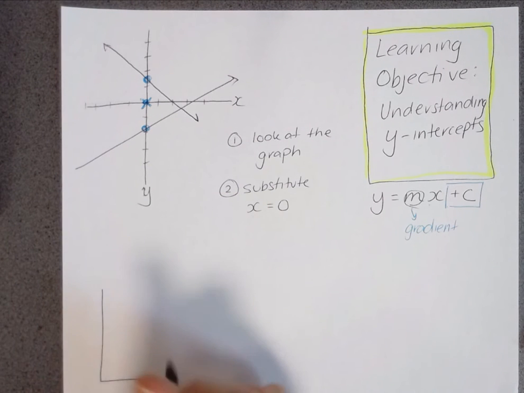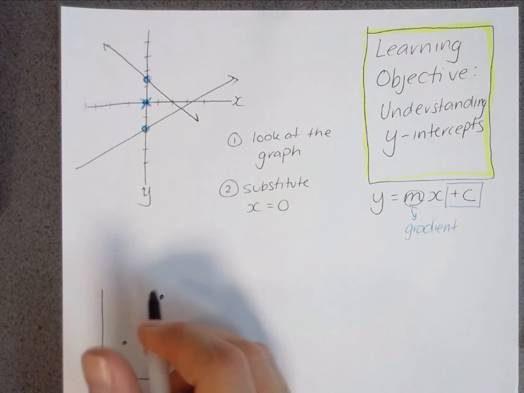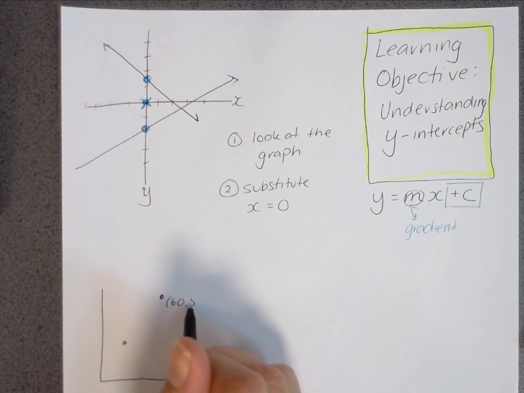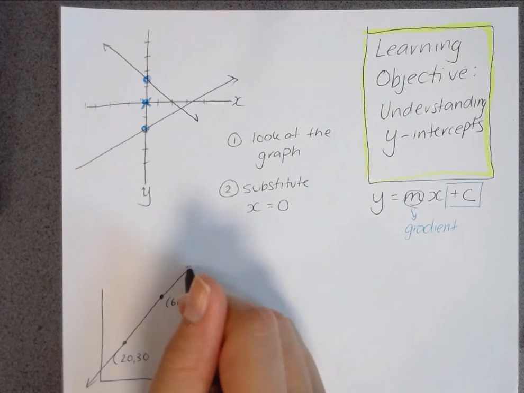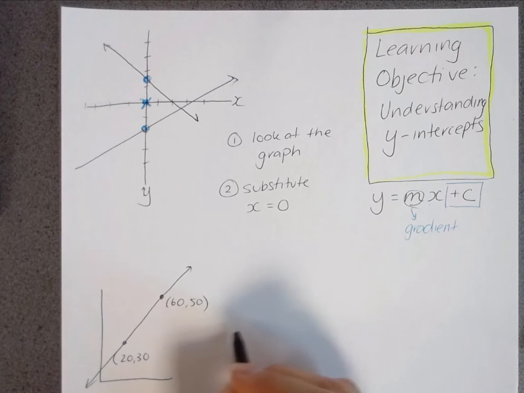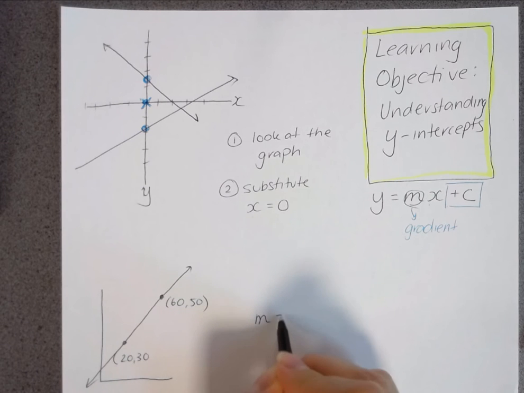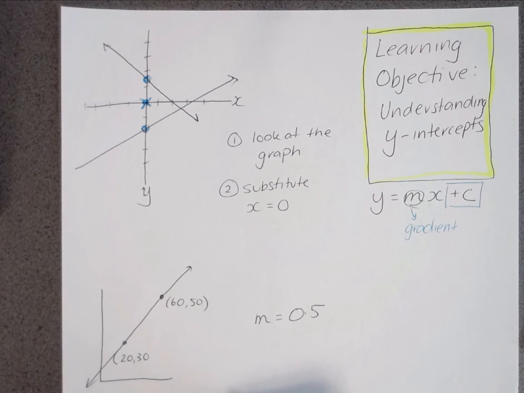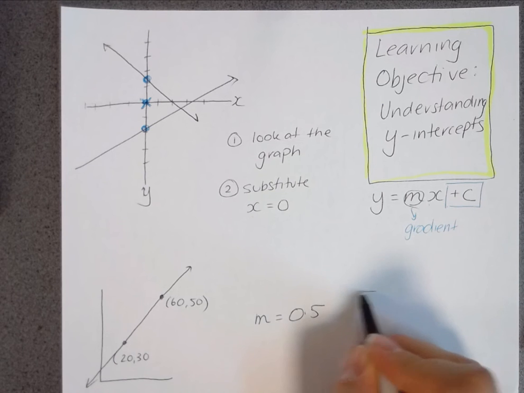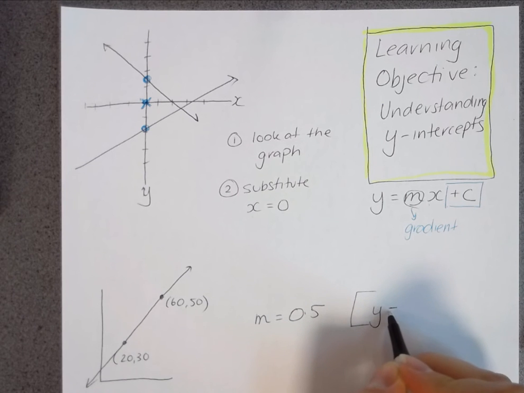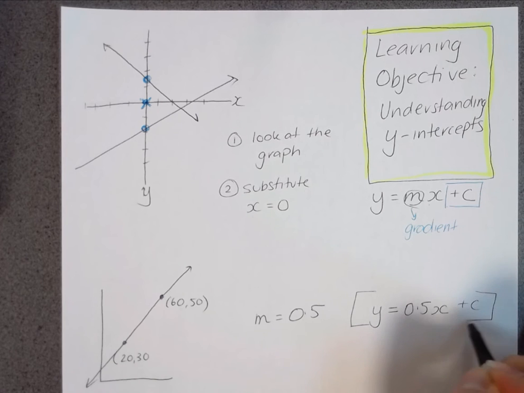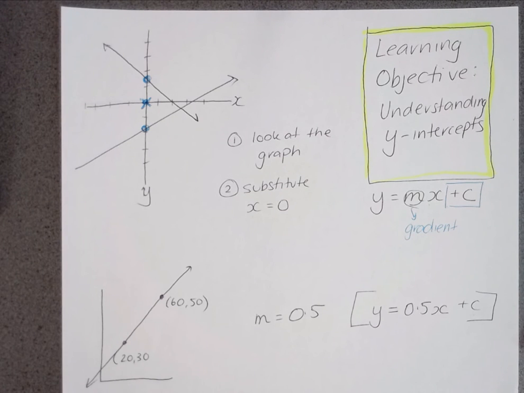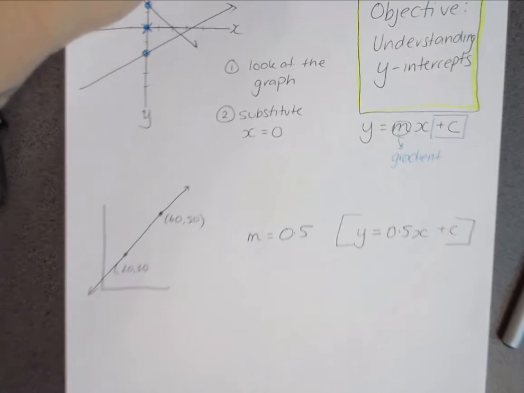Here's an example. I'm going to give you a couple of points. We've got 60 and 50, and this one is 20, 30, and we have a line that runs between them, and obviously the line will keep on going forever and ever. In our last video we found that the gradient of this one is 0.5. So if I was trying to make a linear equation for this one, so far we've got y equals 0.5x plus c. Now we don't know what that plus c is, and that's what we're going to try to find today.